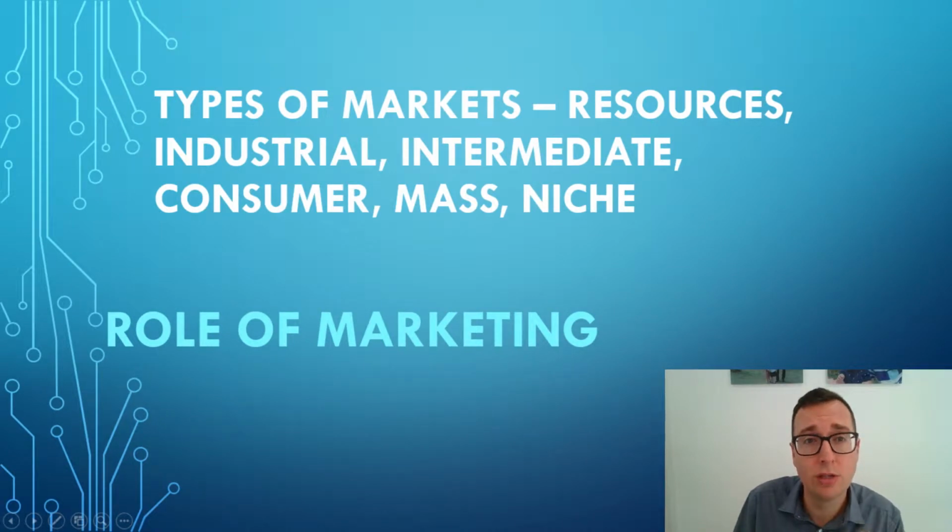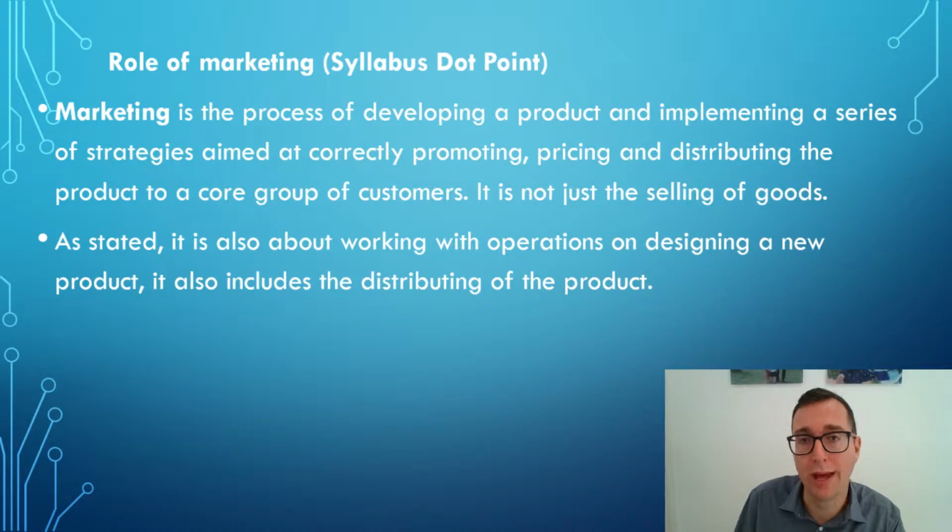So firstly, this all comes under the heading of the role of marketing. I really want to emphasize that marketing is not just about selling crap, it's also about a whole range of other things. That's one small aspect of it. So marketing is the process of developing a product and implementing a series of strategies aimed at correctly promoting, pricing, and distributing the product to a core group of customers. It's a very good textbook definition to remember.